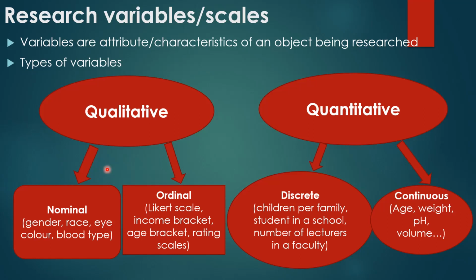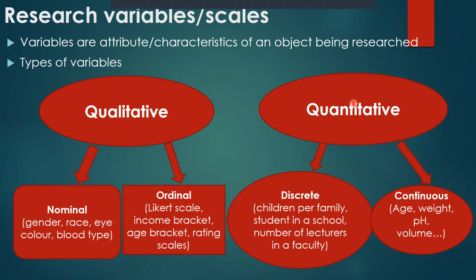Okay? We can also say nominal data and ordinal data. So the scale is what you use to collect the data. If it's an ordinal scale, you get ordinal data. If it's a nominal scale, you get nominal data. So when you hear people talking about nominal data, nominal scale, don't get confused. These two are qualitative.